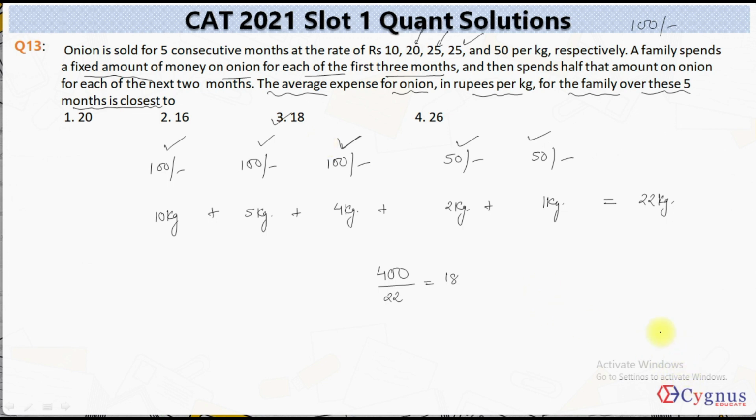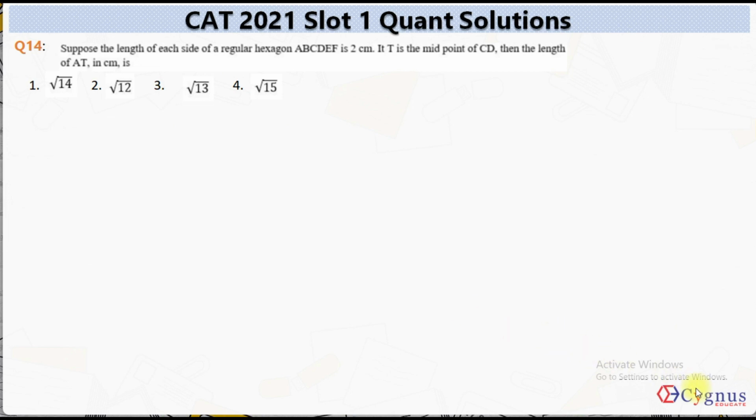Let's move on to the next one. Okay, it's a question about geometry mensuration. Suppose the length of each side of the regular hexagon ABCDEF is 2 centimeter. It's a regular hexagon. That means I'll get 6 equilateral triangles inside this. Something like this.